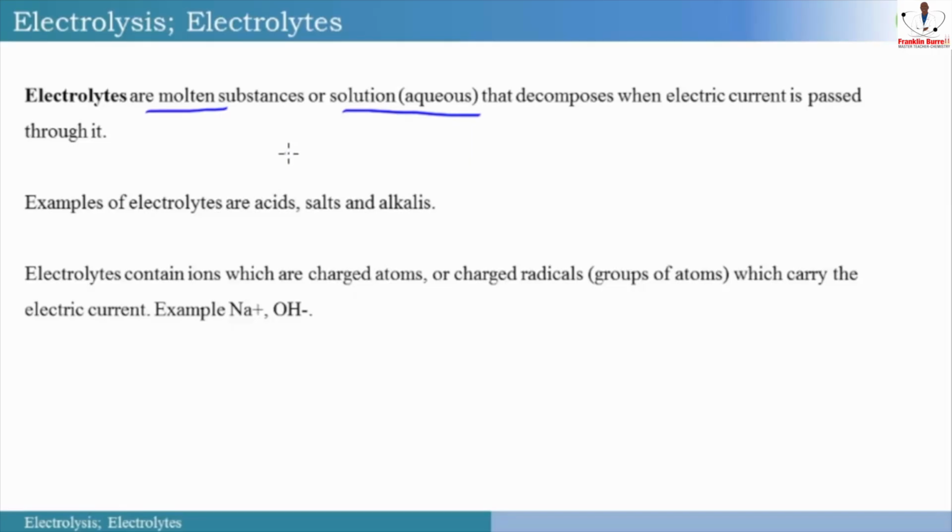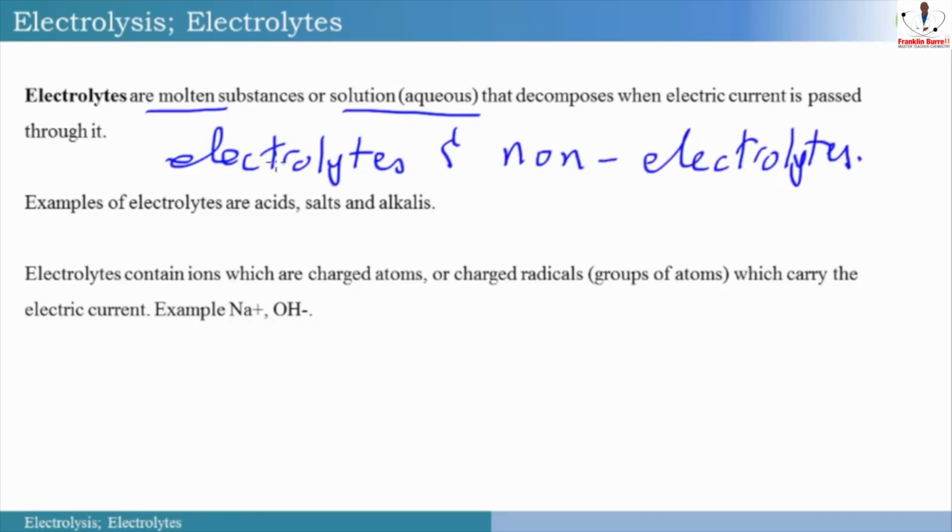The sugar solution did not decompose or break down when the current was passed through the solution. Therefore, the sugar solution is a non-electrolyte. Non-electrolytes are substances that will not decompose or break down when current is passed through them. So let us remember these two terms, electrolytes and non-electrolytes, and we can link them to conductors and non-conductors.